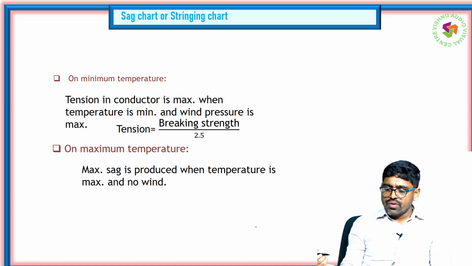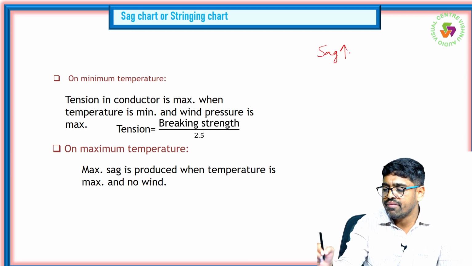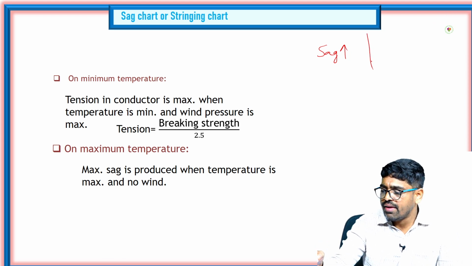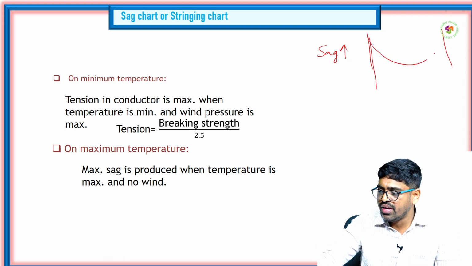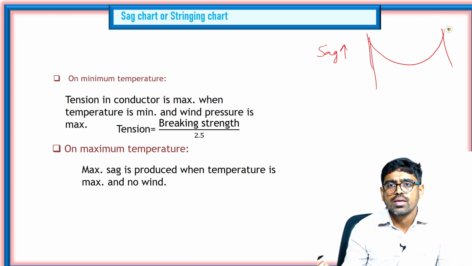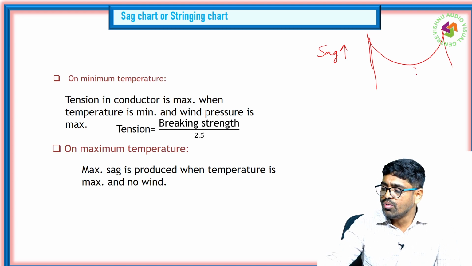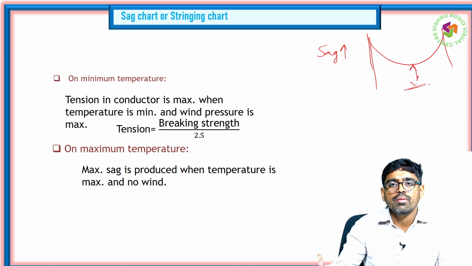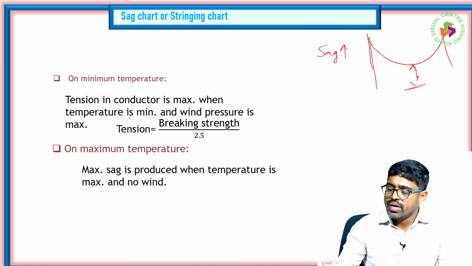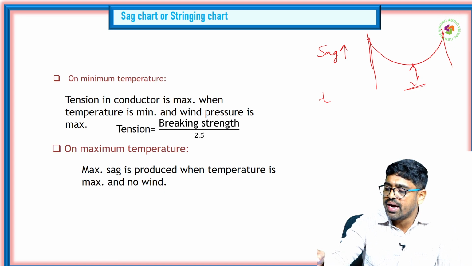One more point we need to discuss: when the sag is very high, what will happen? If you have very high sag, then we require a taller transmission line structure, it requires more complexity, the erection is more costly, and the ground clearance becomes minimal, which will have more effect. So we can't maintain the transmission line with very high sag.